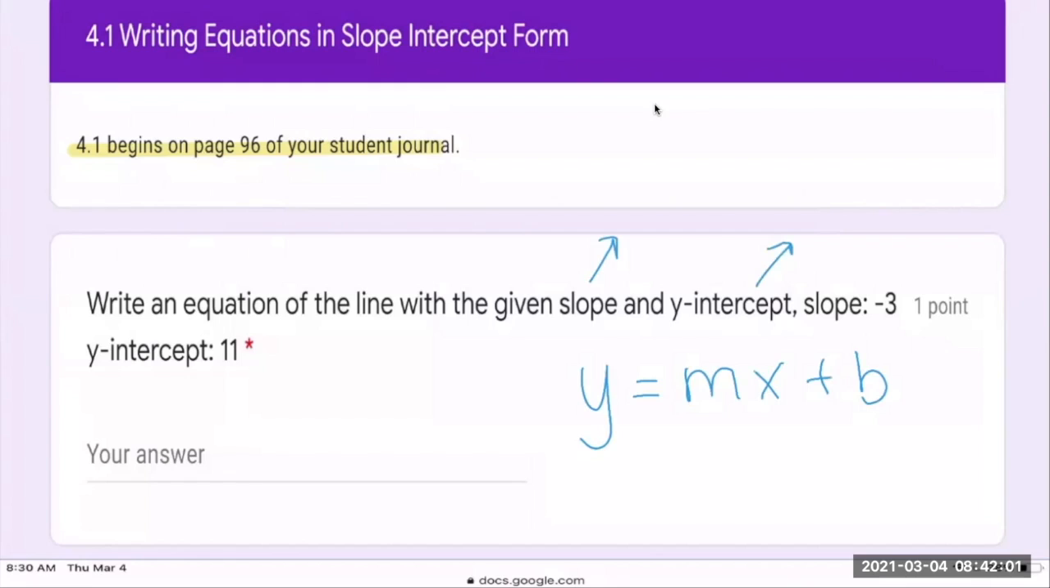If you guys are looking at your notes, so page 96, I believe we wrote this right at the top of our page when we took those notes, and it will tell you slope is equal to this letter and y-intercept is equal to this letter. And we've also talked about it several times. So then all you're doing is you're substituting in the values for your m and for your b. And that's it. That's all you have to do on this one.